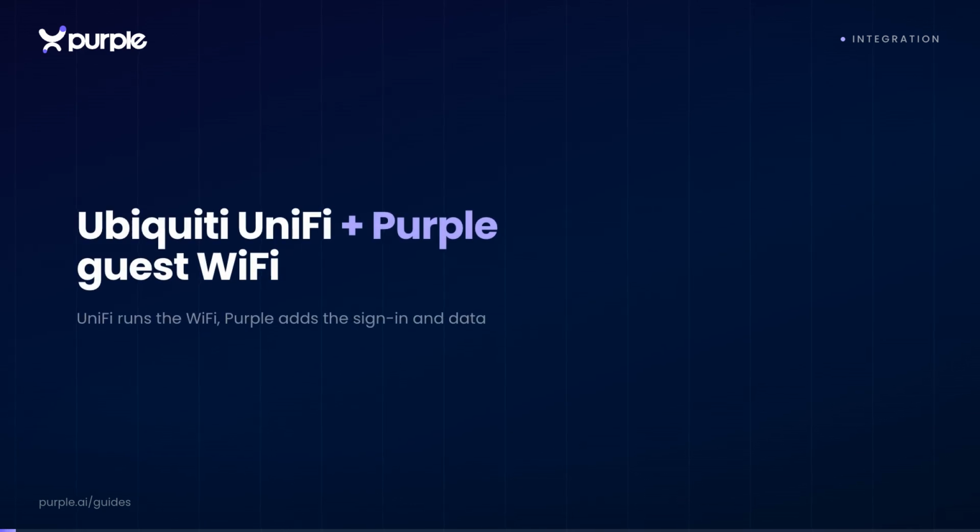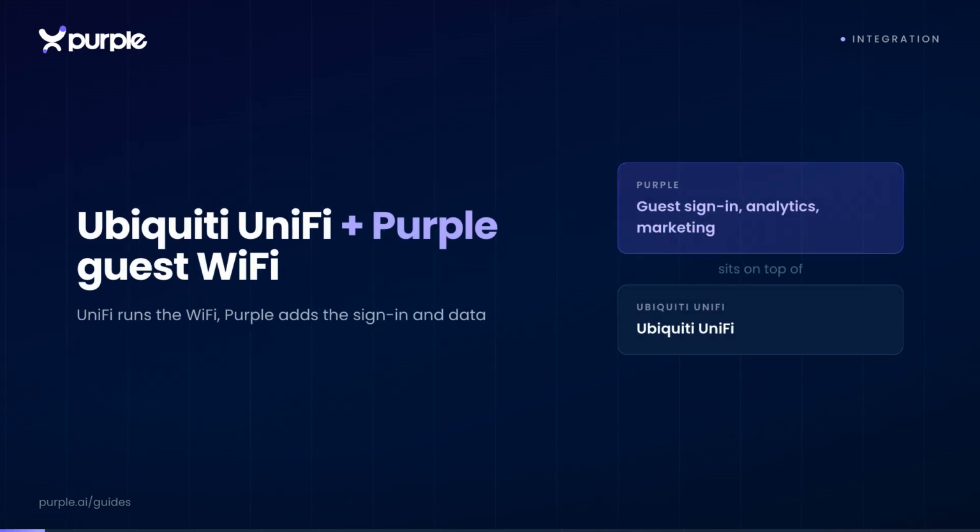A captive portal is the sign-in page guests see before they get online. On Ubiquiti UniFi, the access points and the UniFi network controller run the Wi-Fi, whilst Purple runs that portal and the first-party data behind it, without replacing any of your UniFi kit.